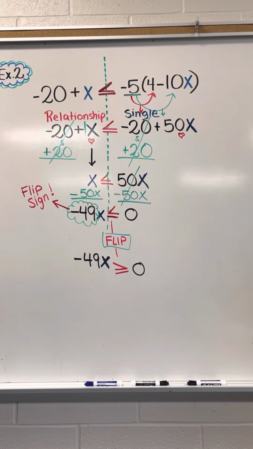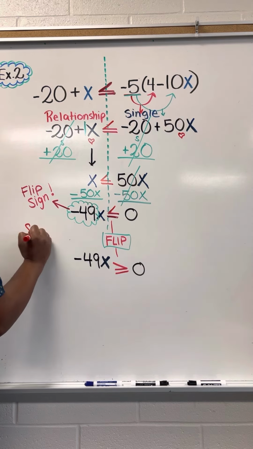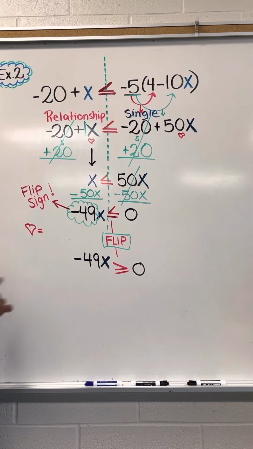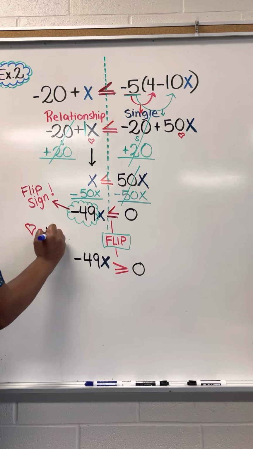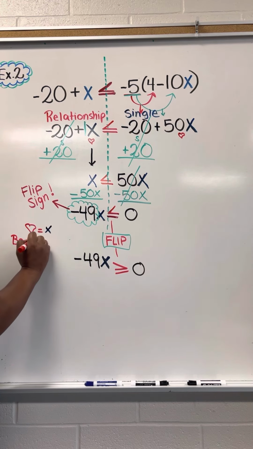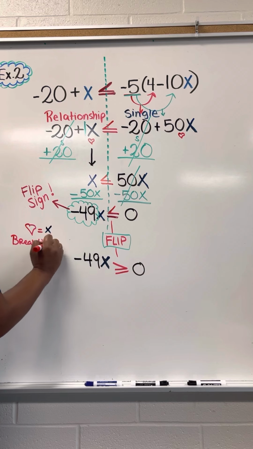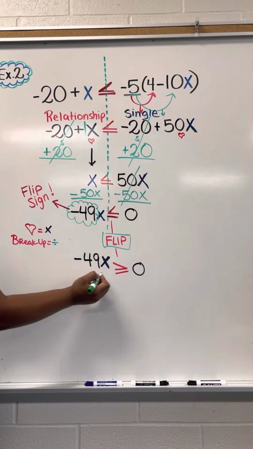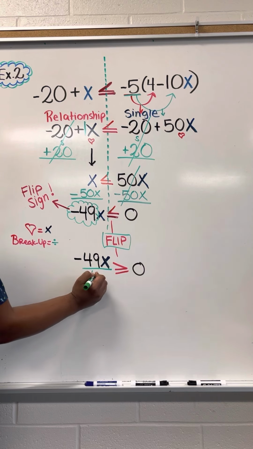Okay, now, once again, we have to divide negative 49 away from x because remember their relationship was based on multiplication, because it's actually saying negative 49 times x. So the relationship is based on multiplication, meaning that the breakup is the opposite of their relationship operation, which is division. So I'm going to divide both sides by negative 49.